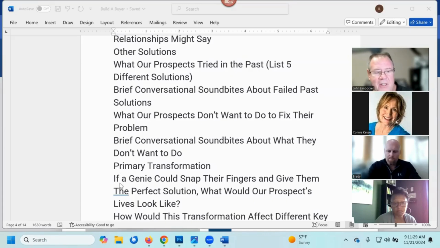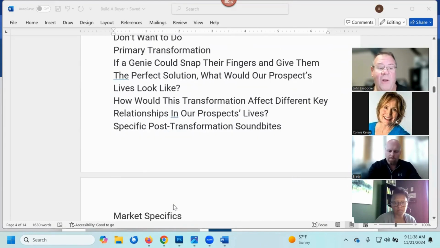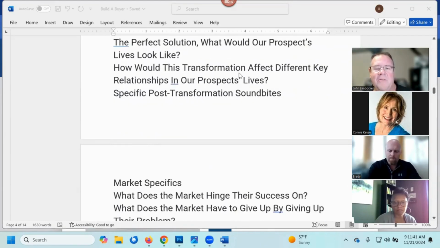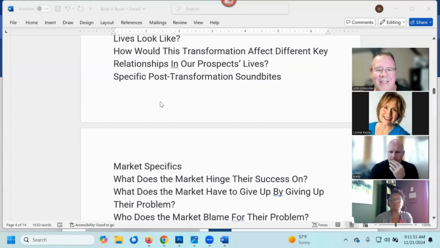Primary transformation. If a genie could snap their fingers and give them the perfect solution, what would our prospects' lives look like? Again, this is what they want. How would this transformation affect key relationships in our prospects' lives? So we're looking for the post-transformational sound bites. What does that look like?